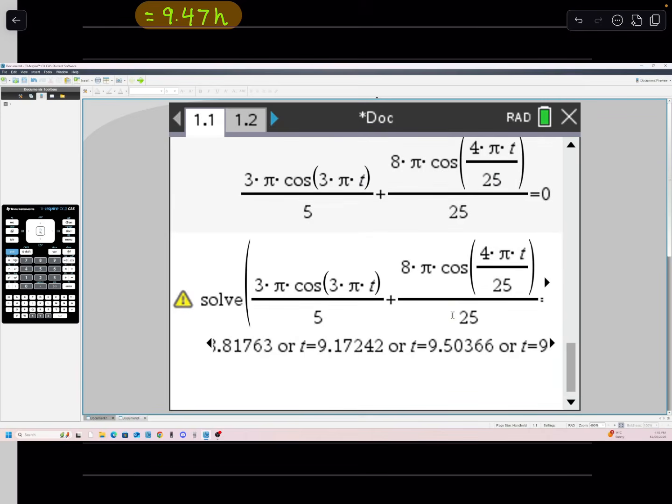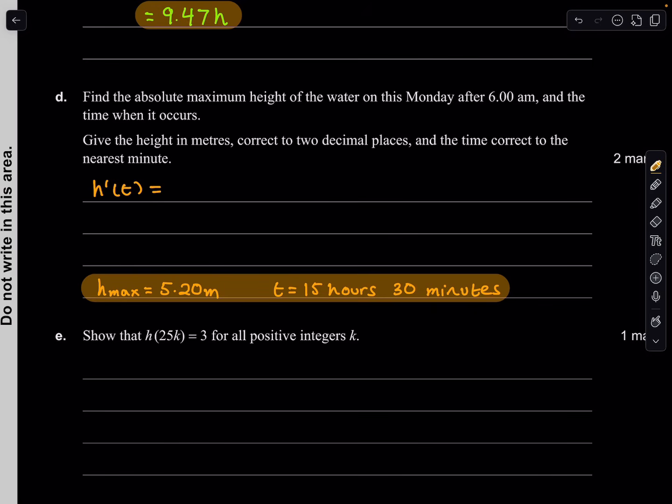Let's do that. So h of t is basically going to be, I'm going to write the whole thing, 3 pi over 5 cosine 3 pi t plus 8 pi over 25 cosine 4 pi t, and of course we want that all to be equal to 0, and that's it. So I think just writing the derivative function, letting it equal to 0, and we get the times. That should give you all the marks.